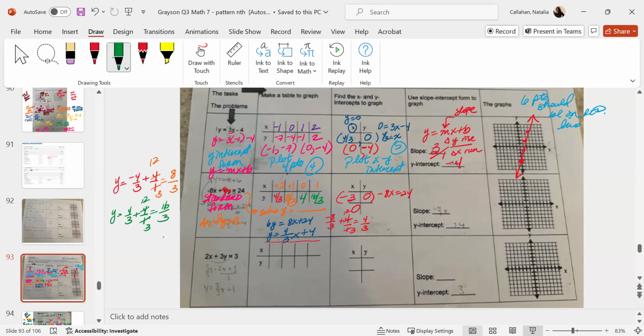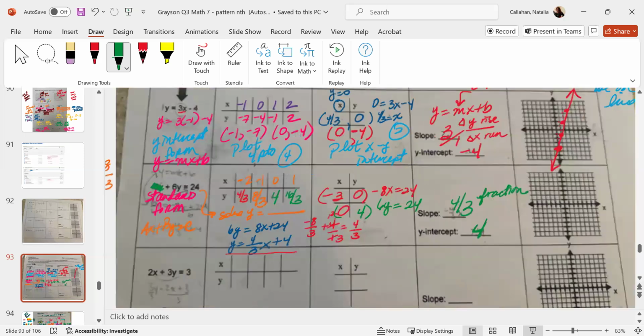When x is 0, you go back over to the standard form. You cover up the x. You have 6y equals 24. 24 divided by 6 is 4. You see that? Well, you found the slope. It's 4/3. There's no x. Okay, it needs to be in a fraction, right? Y-intercept is not 24. It's just 4. So if I graph this, start at 4.